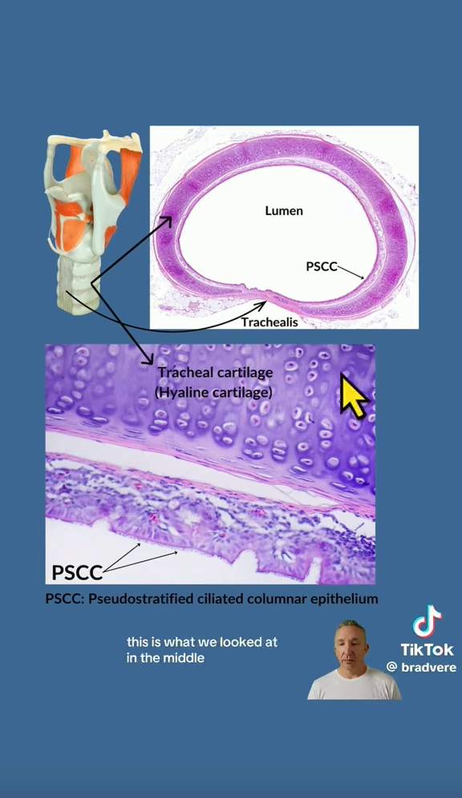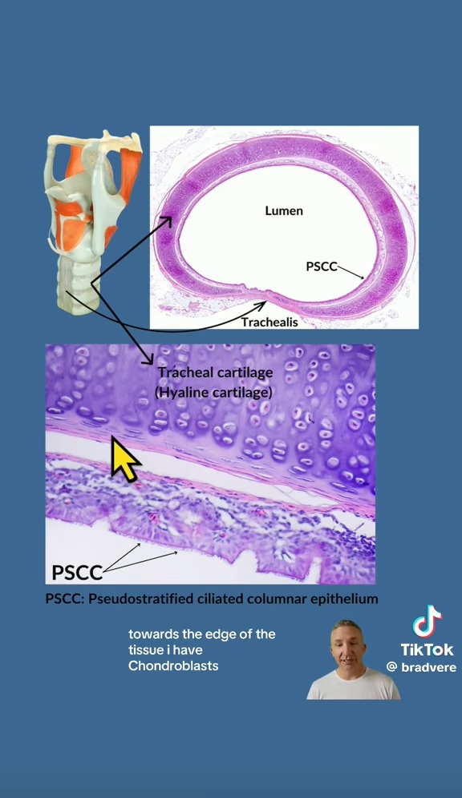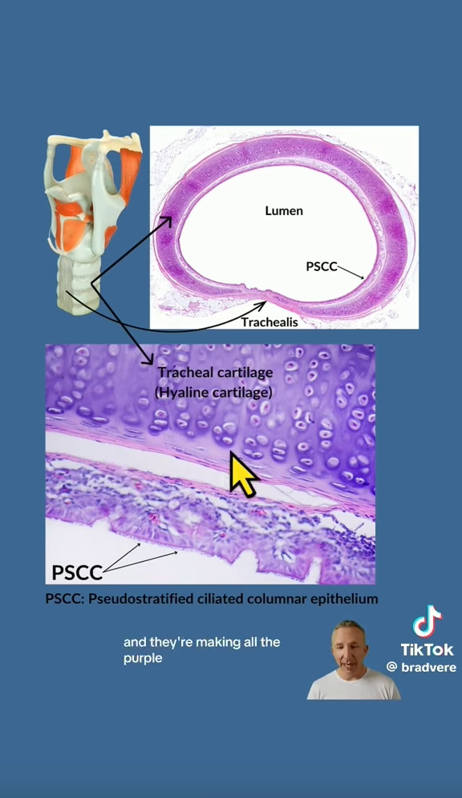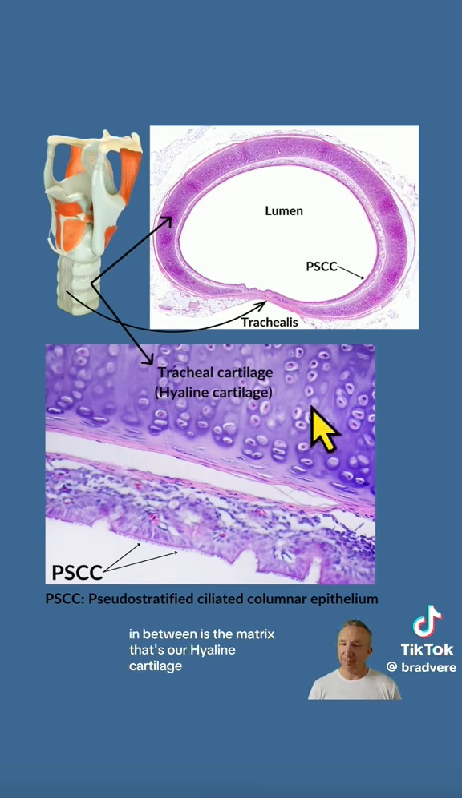This is what we looked at: in the middle, I have chondrocytes in the lacunae, and towards the edge of the tissue, I had chondroblasts, and they're making all the purple in between, which is the matrix. So that's our hyaline cartilage.